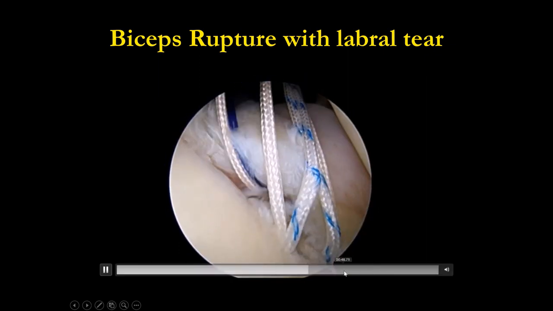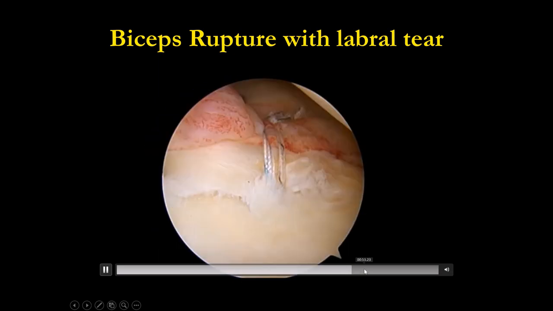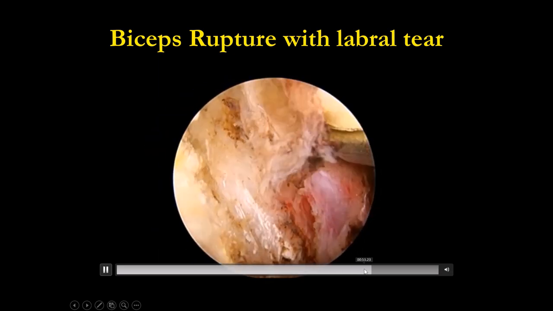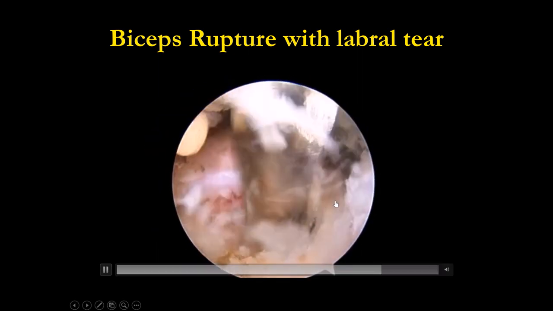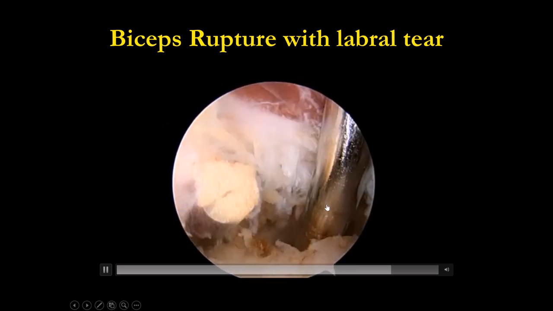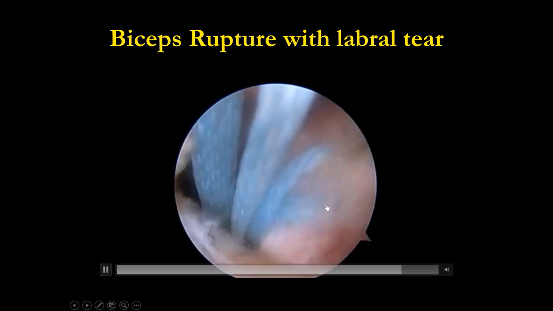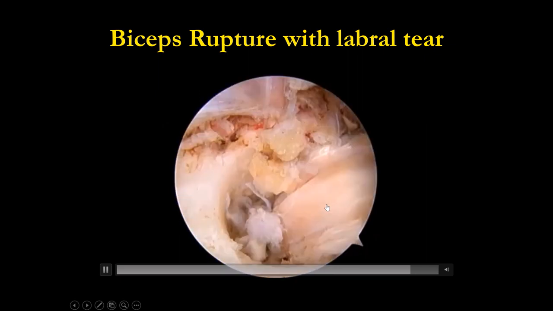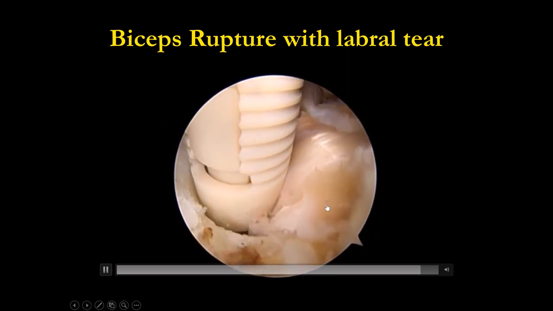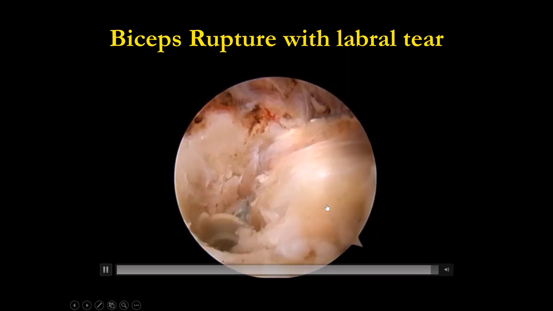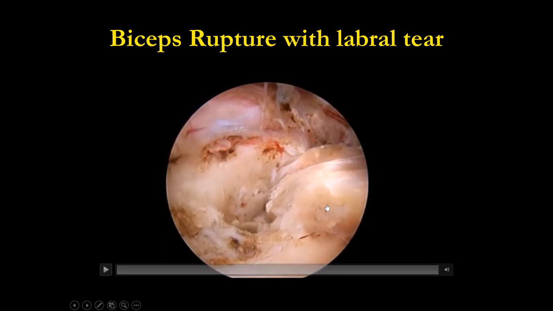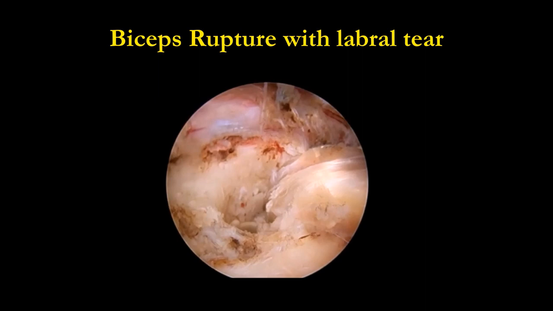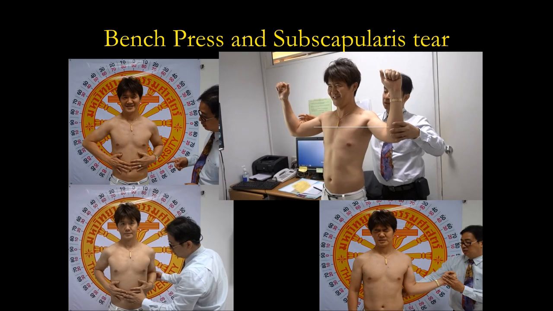At the same time, after I fix the labrum, I go into the space again. I put in his biceps. Now the bicep cannot be put back to the glenoid. You need to put the bicep in the proximal humerus, and then fix the bicep with the anchors. Like that. So now the patient has a bicep, but had a severe injury, both the bicep and also the labrum.